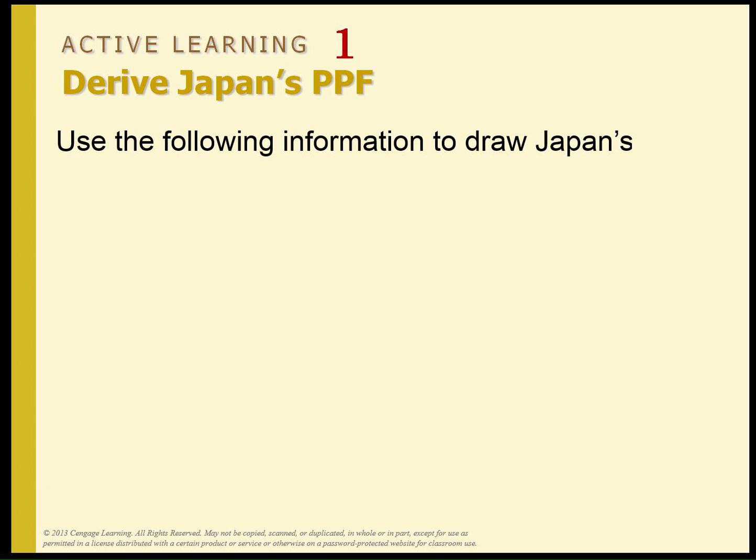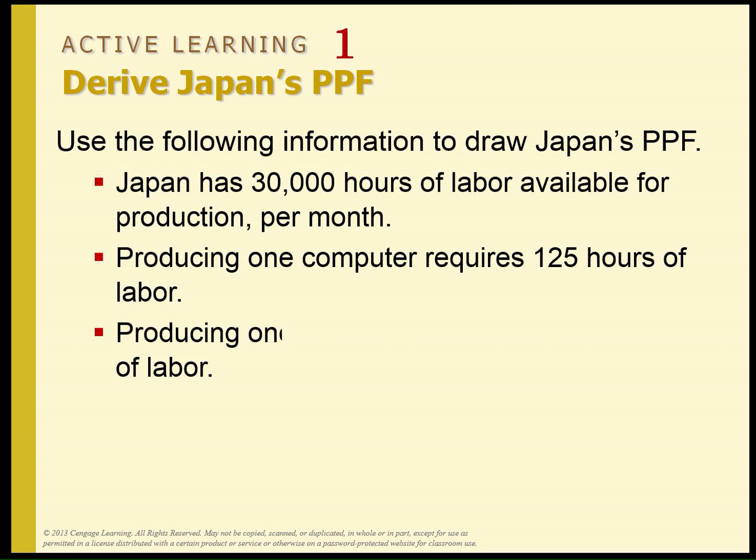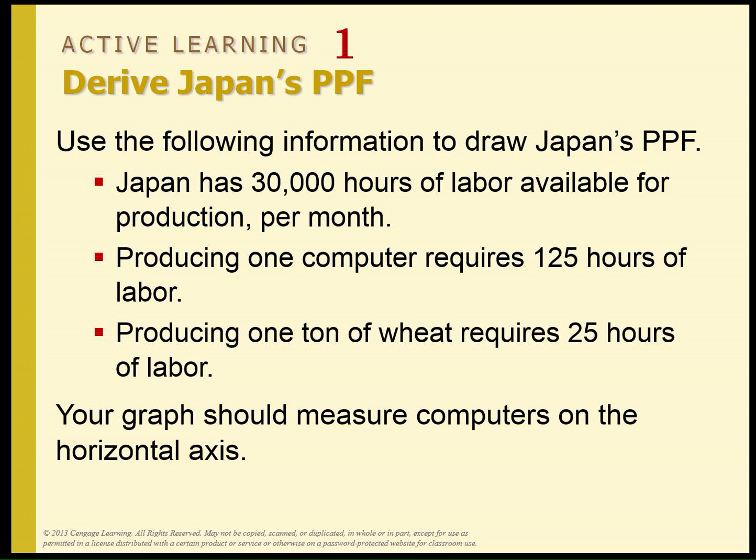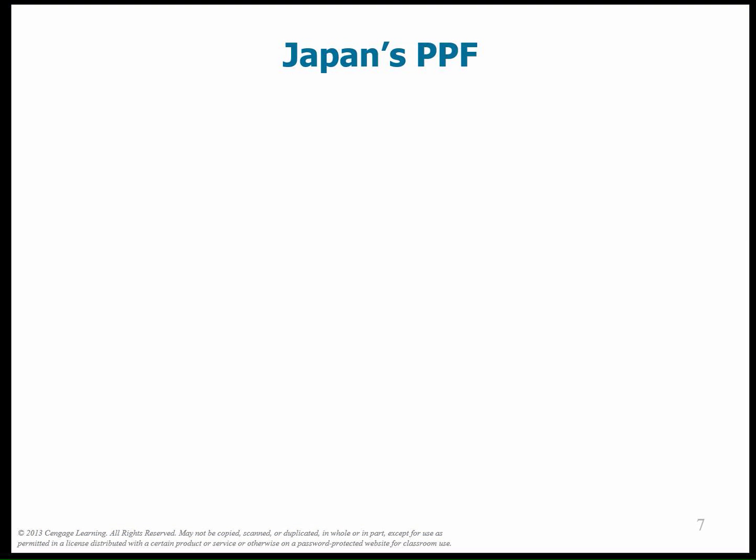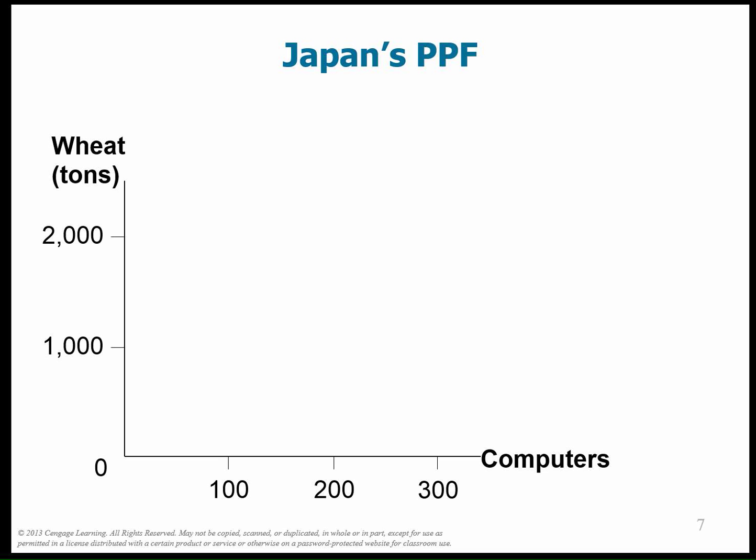All right, so now I want you to go ahead and draw Japan's PPF. This is exactly like we did last chapter in chapter 2, but I want you to do it for your own self, okay? Make sure you put your computers on the x-axis, just like we did for the United States. Draw this for yourself, and then unpause, and you can see what I have. All right, so here's what I have for Japan.